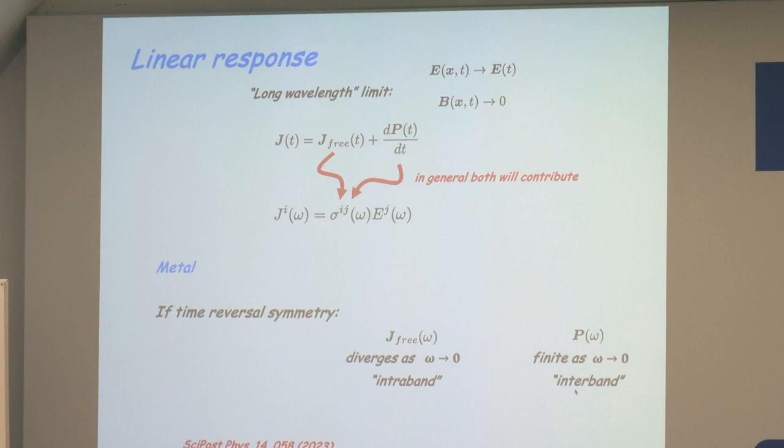For a metal, if we have time reversal symmetry, and neglecting scattering effects, the free current diverges as omega goes to zero. We can associate that with intra-band effects. P of omega is finite as omega goes to zero. We associate that with inter-band effects. It's more complicated if we don't have time reversal symmetry. I haven't got enough time to go through that, so I can talk about that later with anybody who's interested.